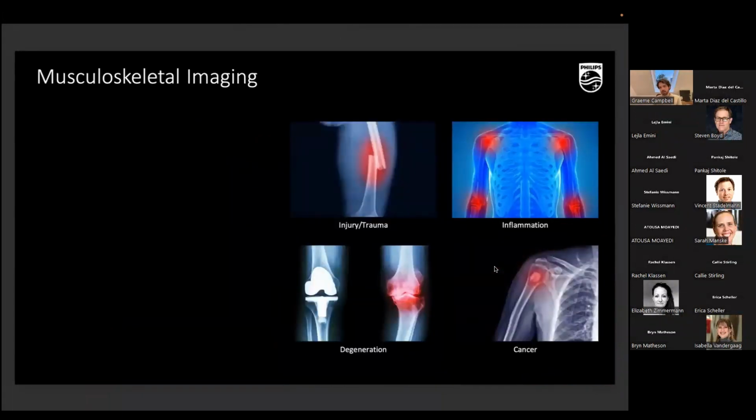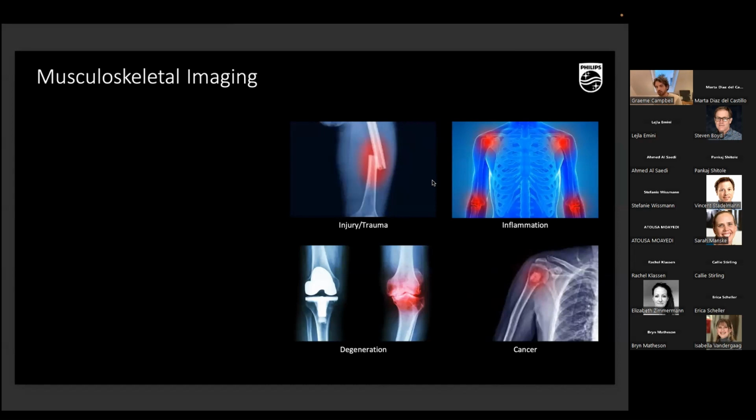But we wanted to talk about MSK. So now I'll talk a little bit about where CT is used in MSK and where we see spectral and also photon counting really changing the standard of care. How this is really starting to, and in the future can, play a much bigger role in CT imaging. So when we talk about MSK clinically, CT is used in 4 main areas: injury or trauma, inflammation, degeneration, and cancer. And not just CT, but these are really the main areas.